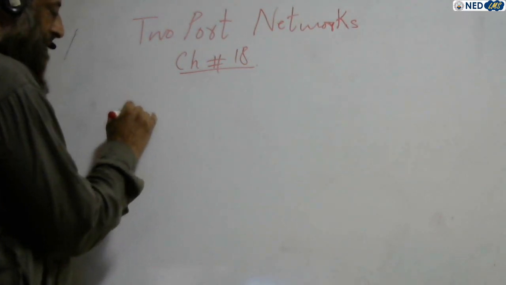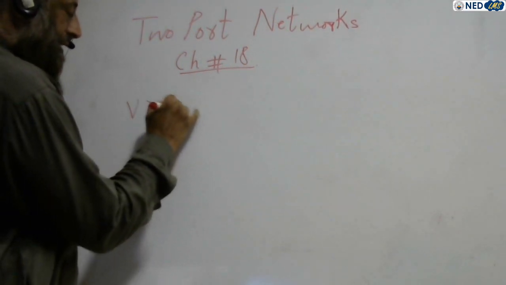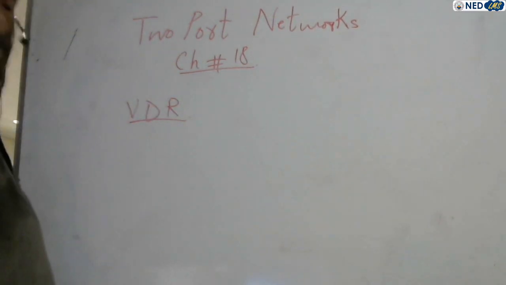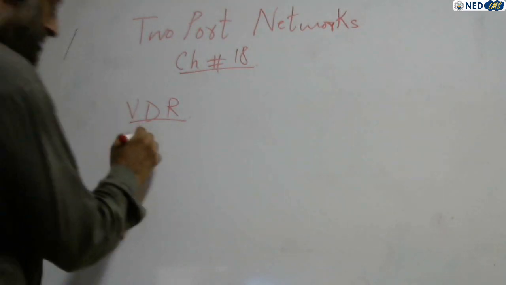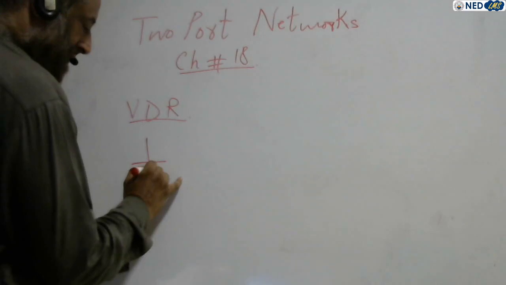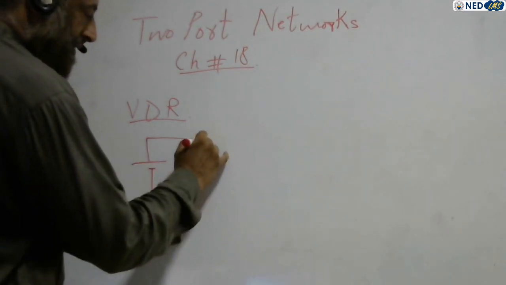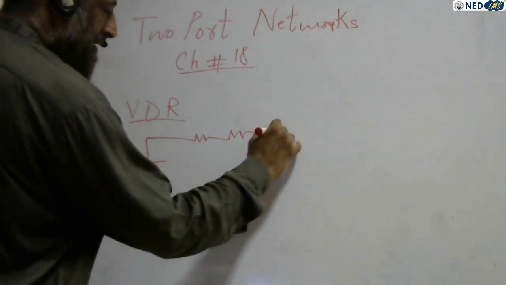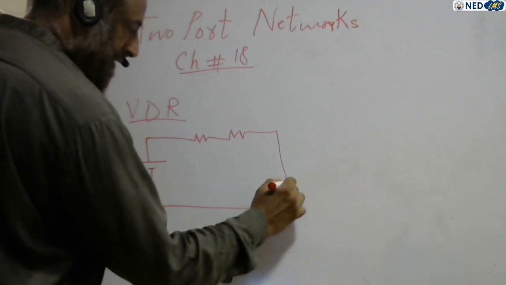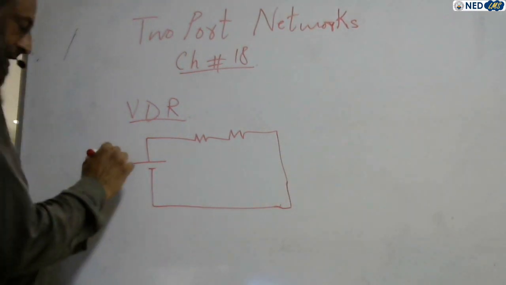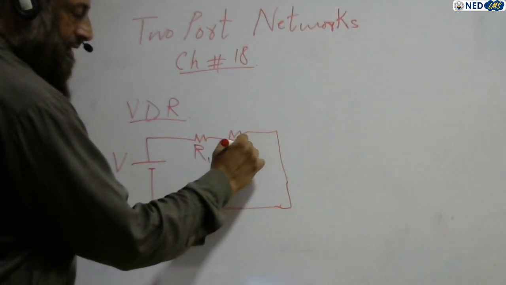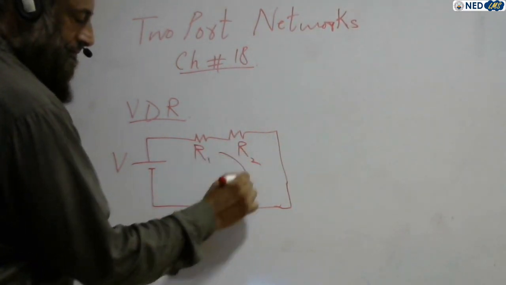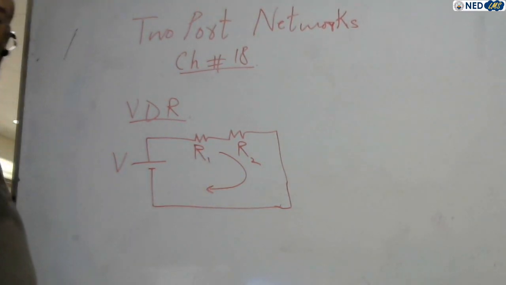You have heard many times about VDR, that is voltage division rule. Voltage division rule is applied where voltage divides actually, in a series circuit. For example, this one is a voltage source, this one is a resistance, this one is a resistance, and this forms a closed path. This one is source voltage, this one is resistance R1, this one is resistance R2, and current is flowing in the loop.